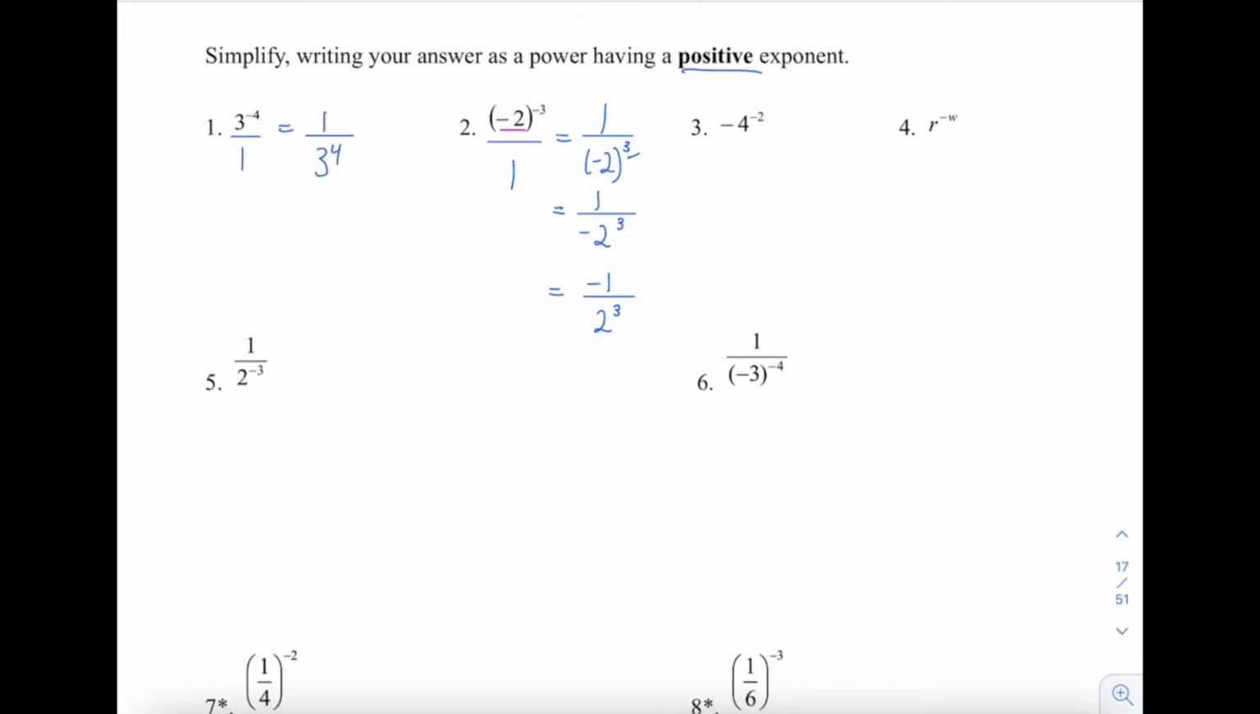Now in this case, just a really quick reminder that that negative is not part of the base. That negative is outside the quantity here. So I have a negative on the outside, and I'm going to write 4 to the power of negative 2 as 1 over 4 to the power of positive 2. Here, a really simple application of the rule.